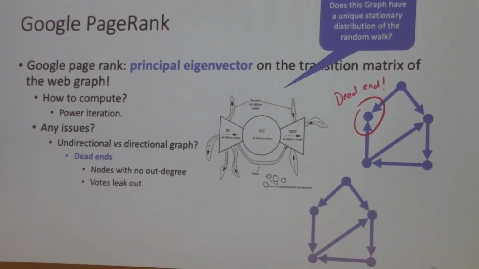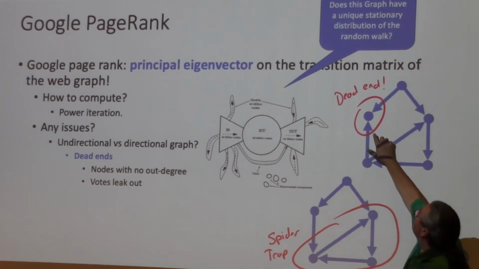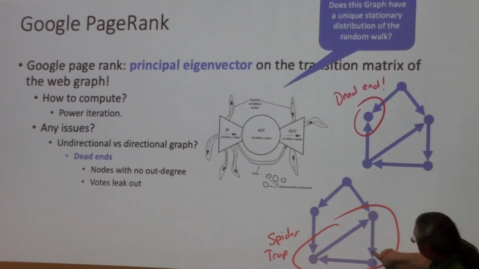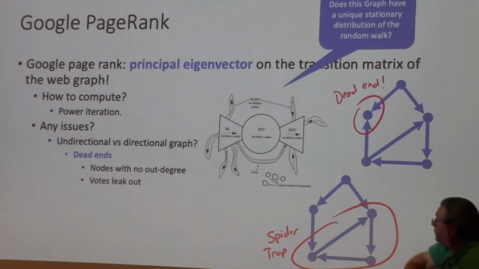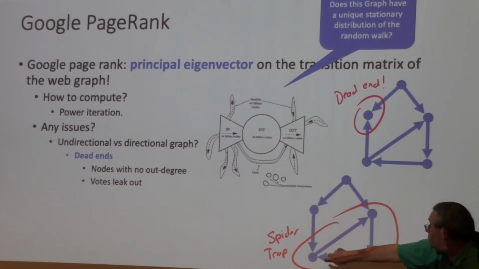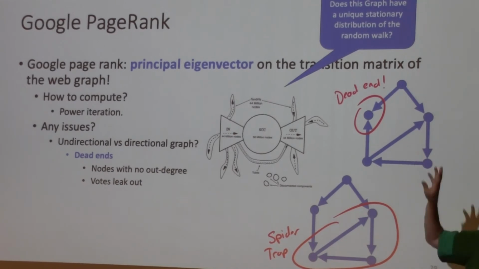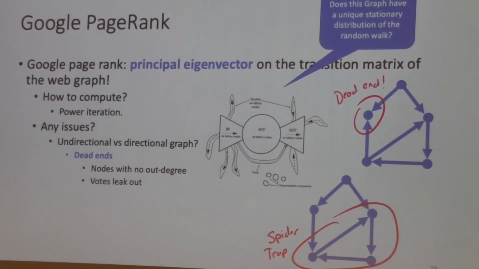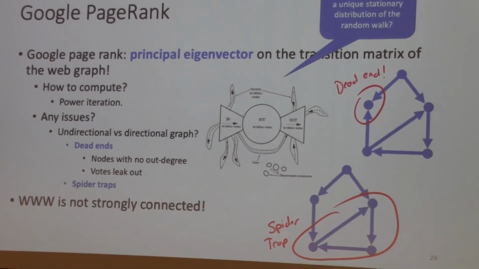There's another kind of problem. This one has a funny name called a spider trap. So it's not one node, but a collection of nodes. And this collection only has arrows coming in. So all the votes stay here. You can see it's like little spiders running around here, but they never go out. So this one is called the spider trap. Dead ends and spider traps.